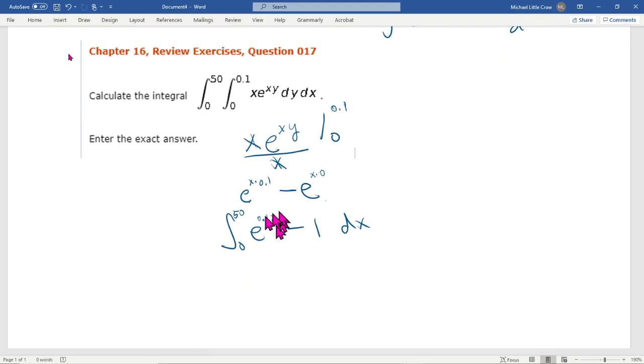So when we integrate this, this first part, again, just like last time, it's going to become e to the 0.1x divided by 0.1. Negative 1, when that integrates, that just becomes x to the 1, right? And we take that from 0 to 50.